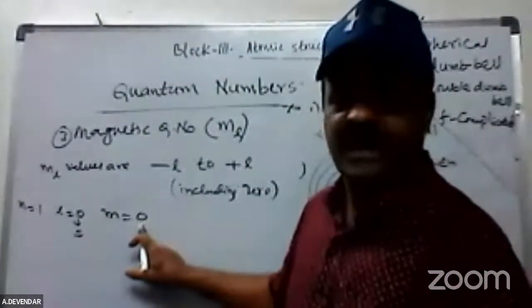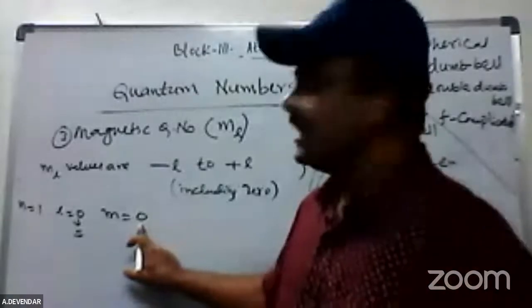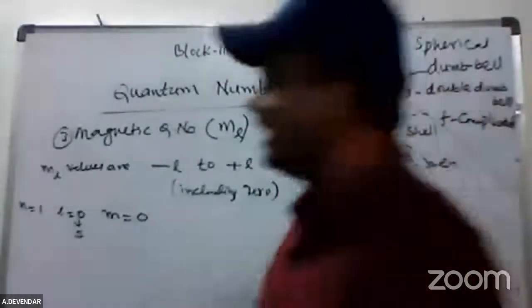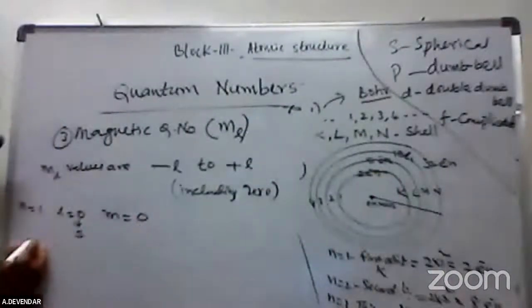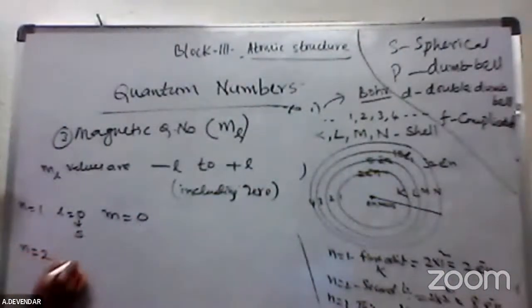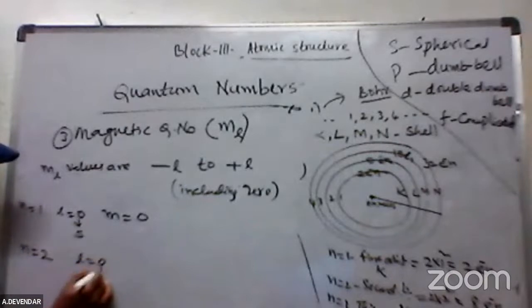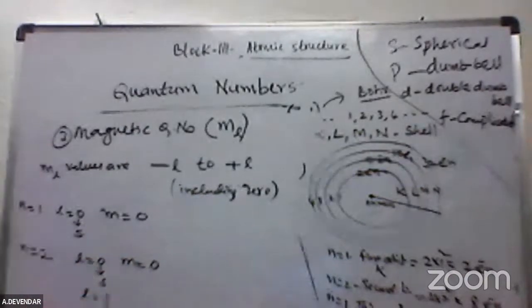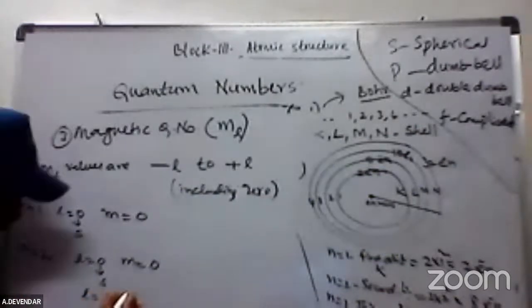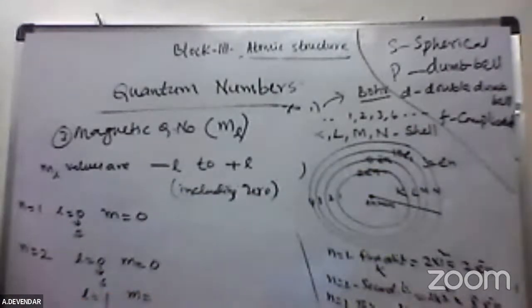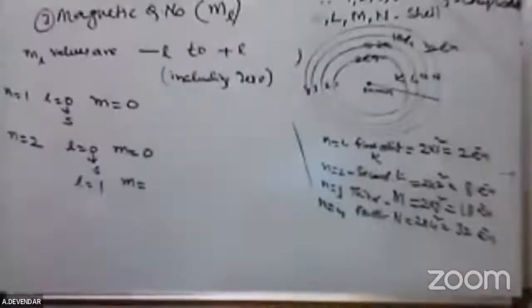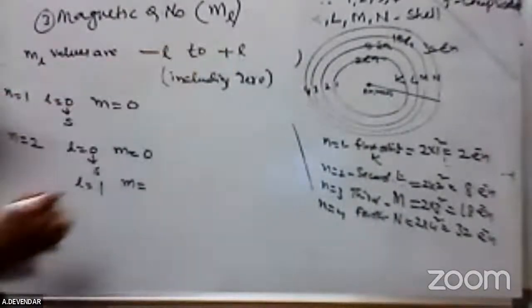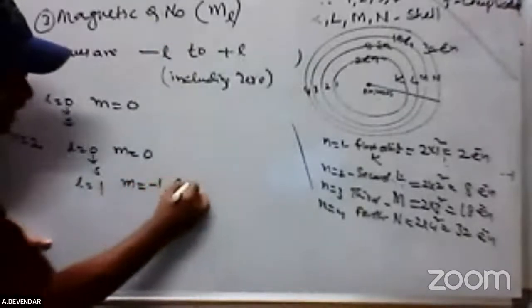0 means no value; that is not the meaning. It is a single room only. So the number of orientations of the s orbital is only one, called m is equal to 0. Second, coming to n is equal to 2, it has L is equal to 0. One S room is there, the orientation is 1. And L is equal to 1 is also there. What are the M values, sir? L is equal to 1 means you apply minus L to plus L, meaning minus 1, 0, plus 1.